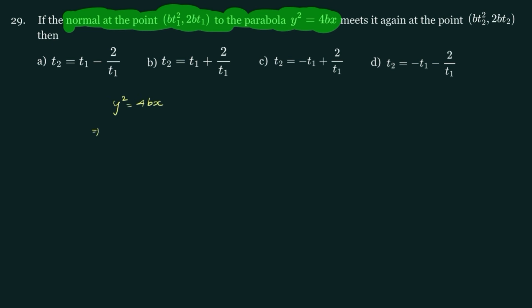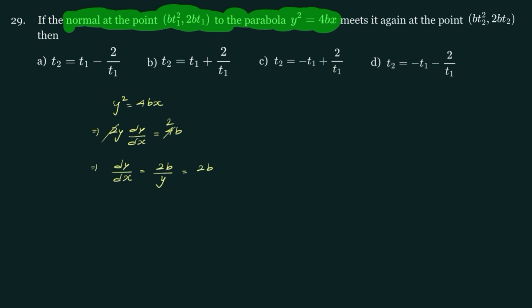Let us differentiate 2y dy by dx equals 4b. The derivative of 4bx is 4b. So here 2 1s are 2, 2 2s are 4. That means dy over dx equals 2b by y.